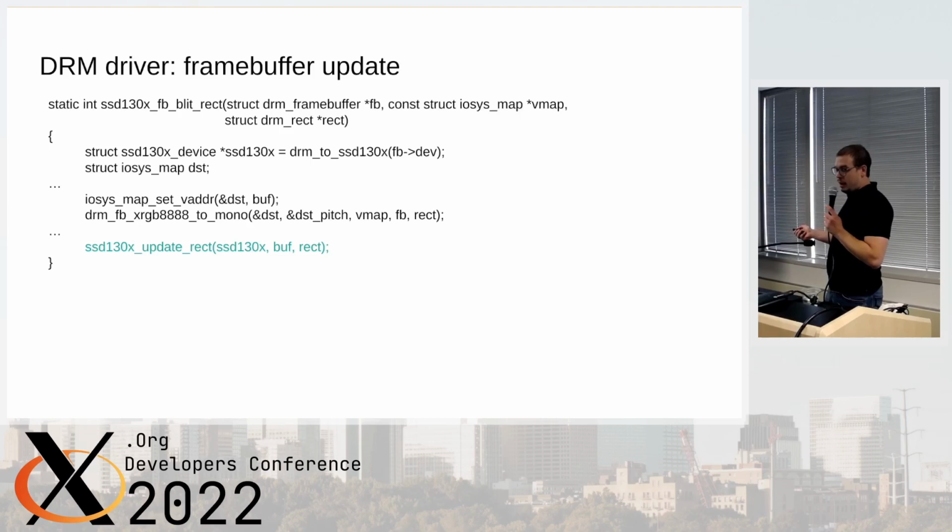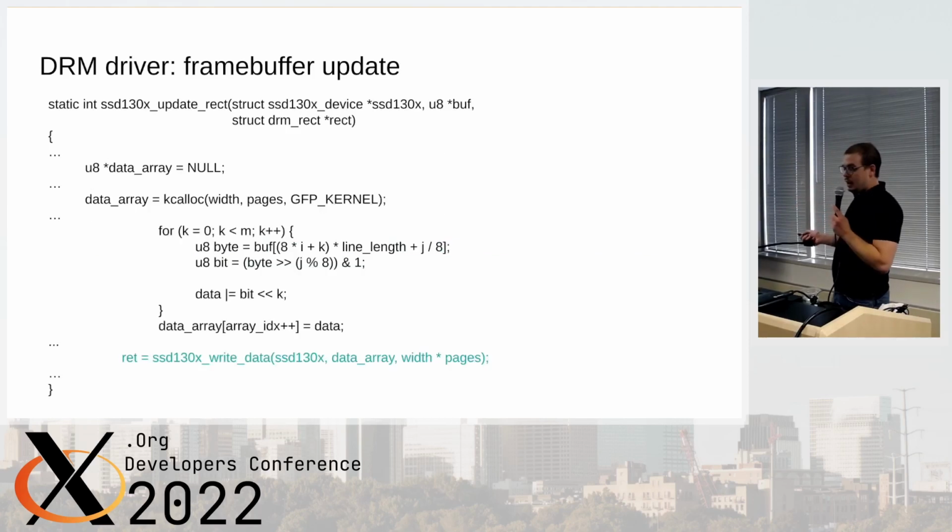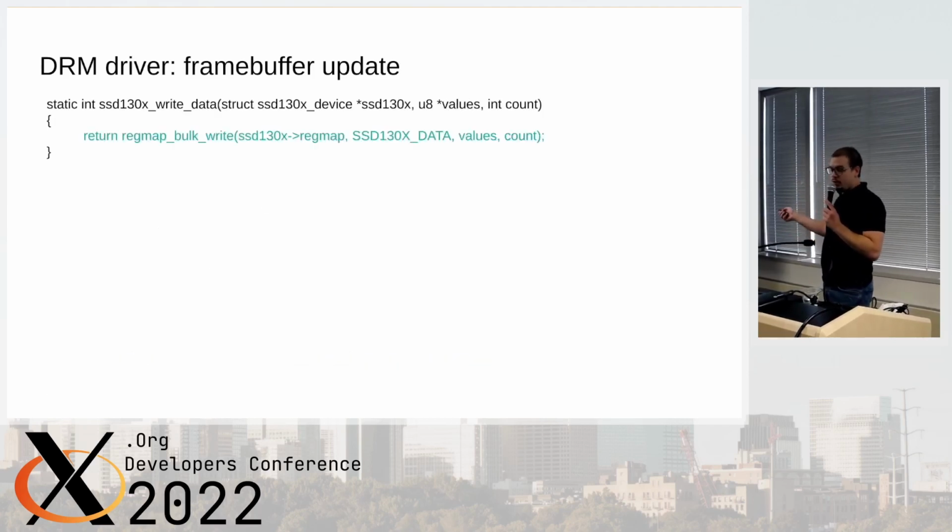The blit basically calls the helper that converts, because as I mentioned, we are exposing XRGB as the format for the primary plane, so it has to convert to mono first, and then once it's converted to monochrome, it calls update rectangle, and that's similar to the function we saw that the fbdev driver also had. So that basically goes again through the monochrome frame buffer, takes the data, converts it into the format that is expected by the device, and then writes to the device using regmap, and that could be I2C or SPI depending on the transport library you're using to set the regmap.